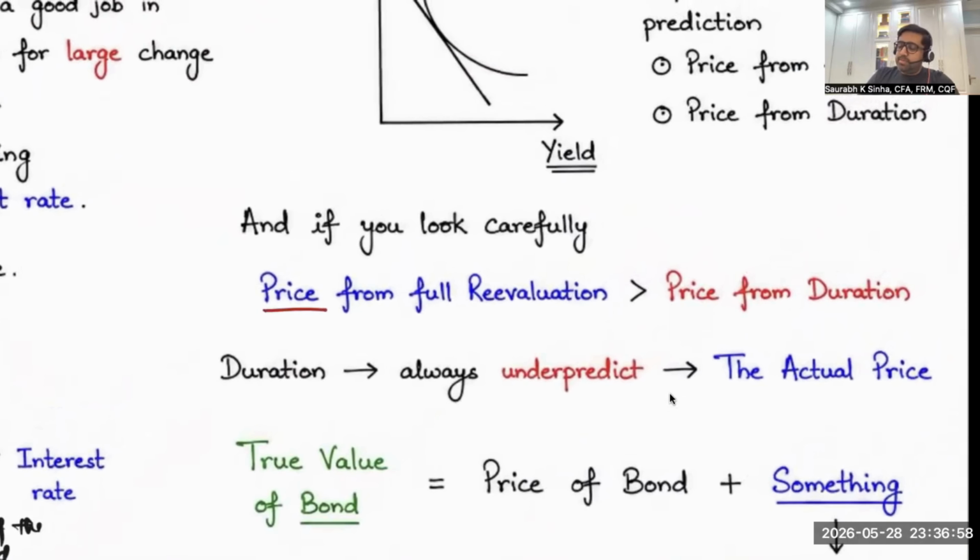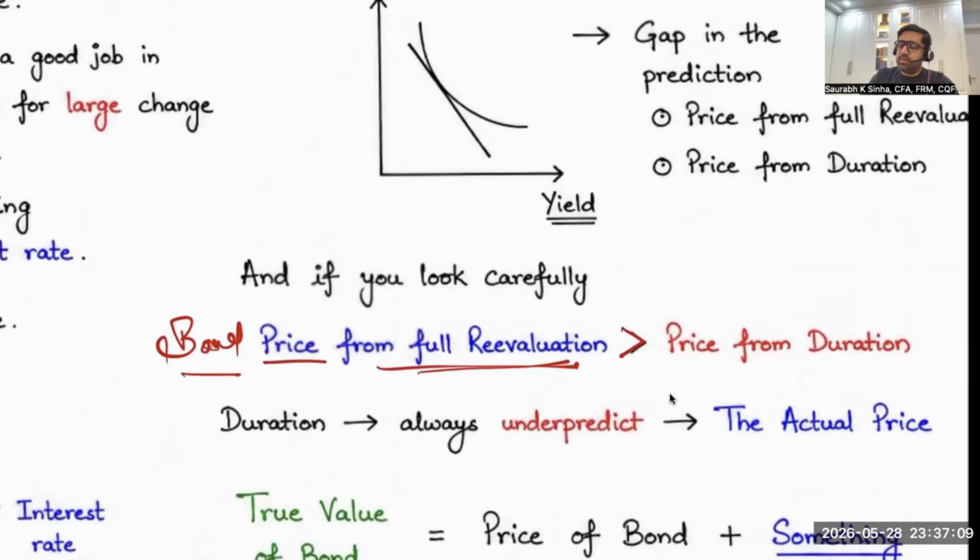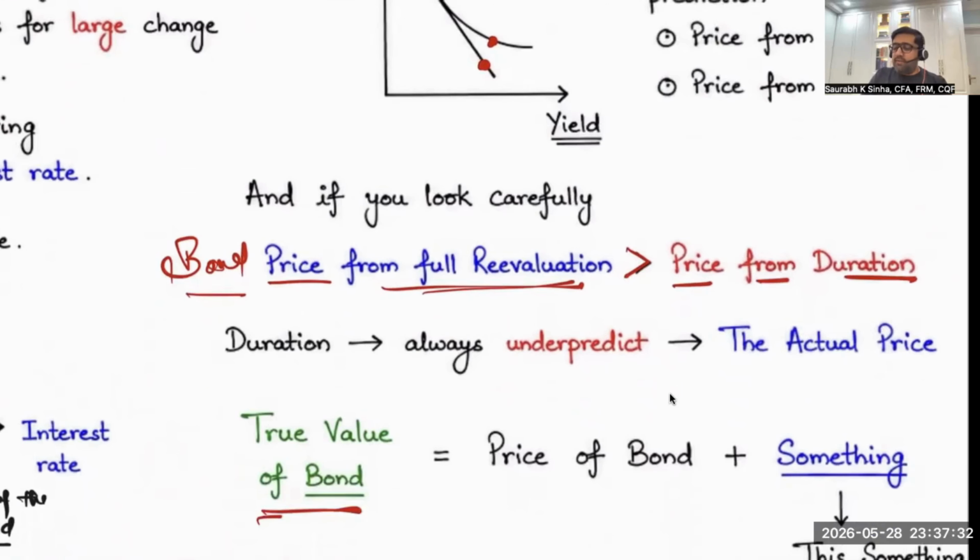If you do full revaluation and try to find the bond price, it will always be greater, because you will be on the curve. It will always be greater than the price that you predicted from duration, because that price falls on the line. There is always a gap. The bond price from full revaluation, the true value of the bond, will always be greater than the price of the bond that you predicted with the help of duration.